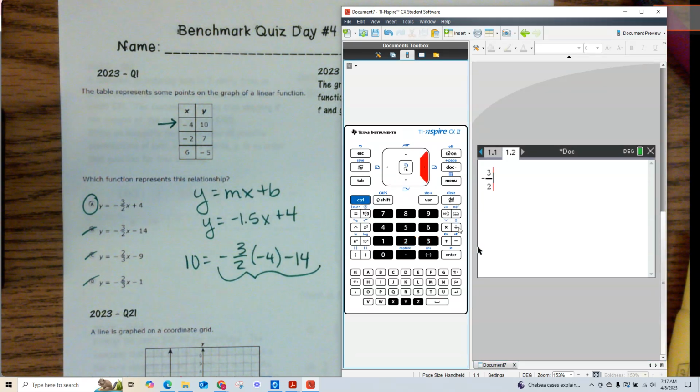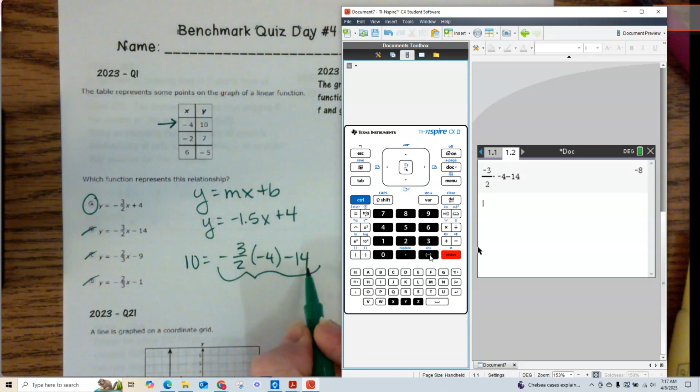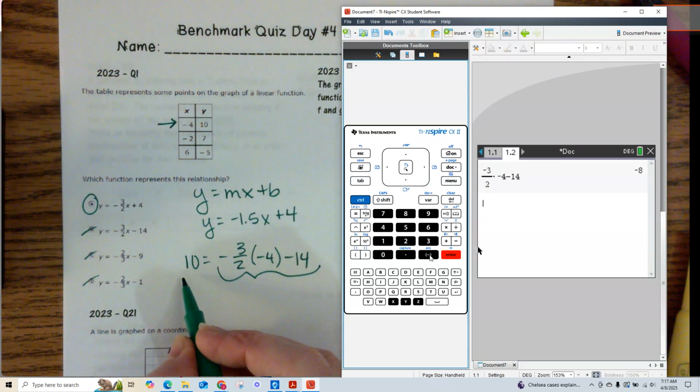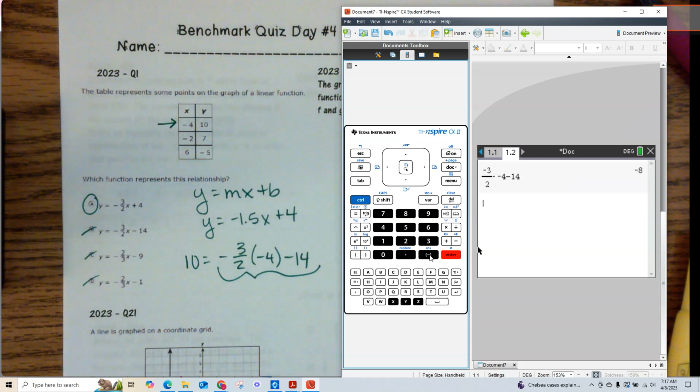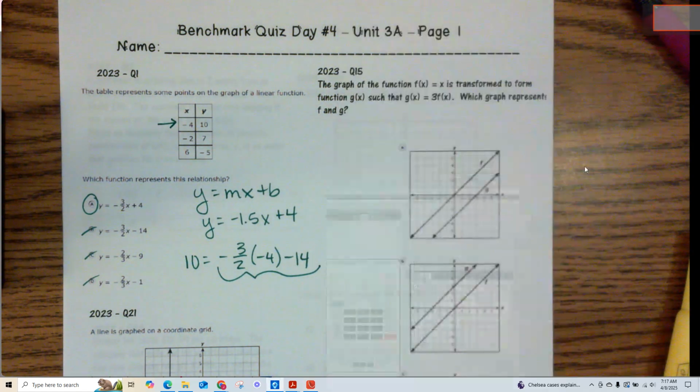Now, sometimes points work for multiple equations, but not all of them will. So I got a negative 8. So this side of the equation equals negative 8. That doesn't equal negative 10. You can eliminate answers that way as well.